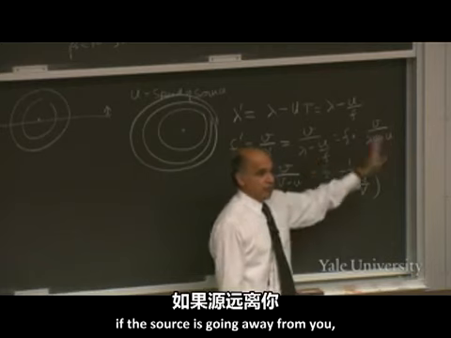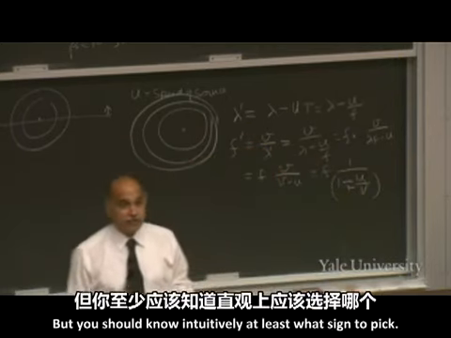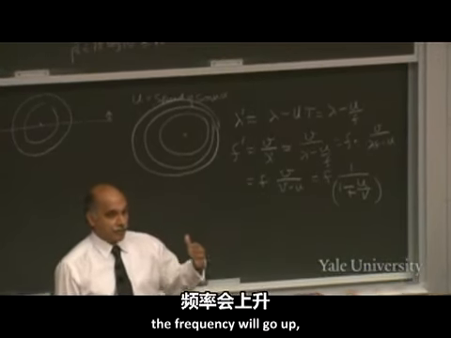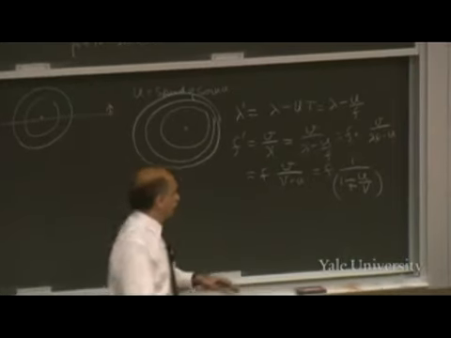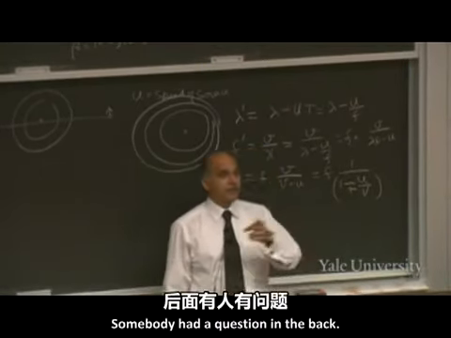If the source is going away from you, you use the plus sign. But you should know intuitively at least what sign to pick. You've got to know that if the source is coming towards you, the frequency will go up, and if it's going away from you, it will go down. So you pick the sign using that common sense. Somebody had a question in the back?